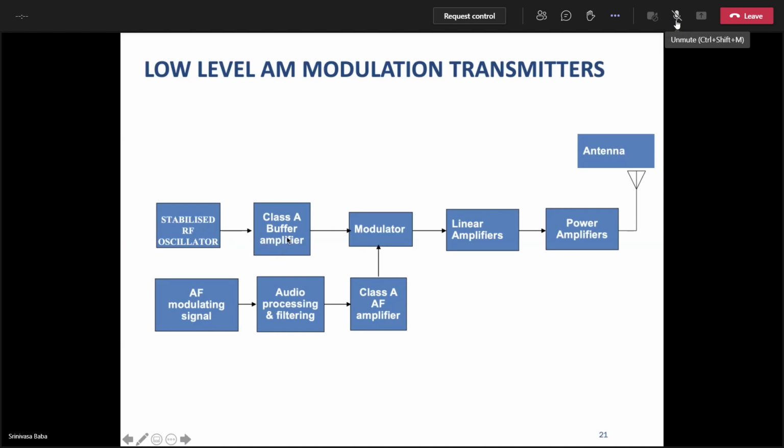Then the next subheading should be buffer amplifiers. What are buffer amplifiers? What is the purpose of a buffer amplifier? And which amplifier can be used as a buffer amplifier? All those things you should explain. Then the audio frequency signal, the modulating signal, is applied to a microphone. You have to explain about the microphone, how it is a transducer, how it converts the physical signal into an electrical signal. You should explain in 1 or 2 lines, and then processing to improve the signal to noise ratio, SNR.